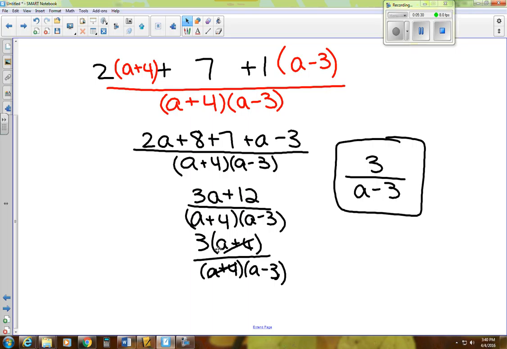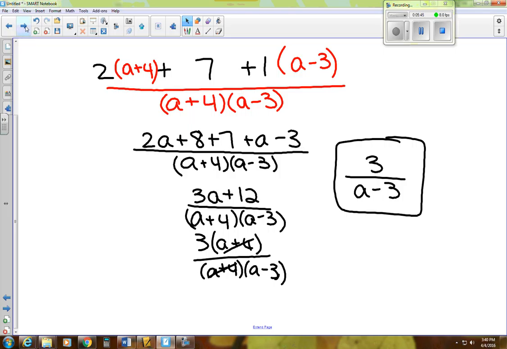And then when I factor out a GCF, I see that I have matching factors at the top and the bottom of a plus 4 that will cancel out. So I'm left with 3 over a minus 3. Hopefully that was useful. Let's switch gears and talk a little bit about subtracting.